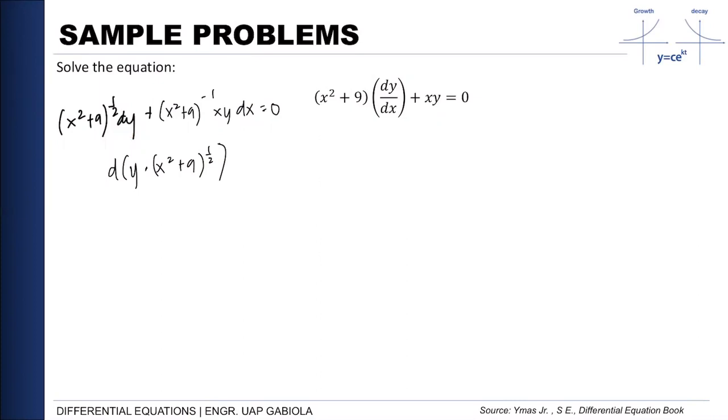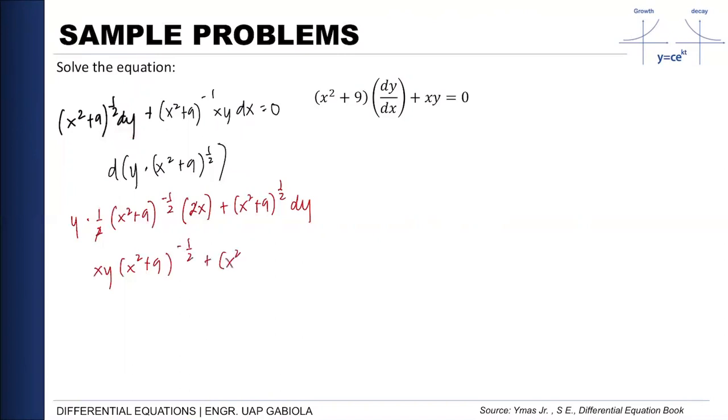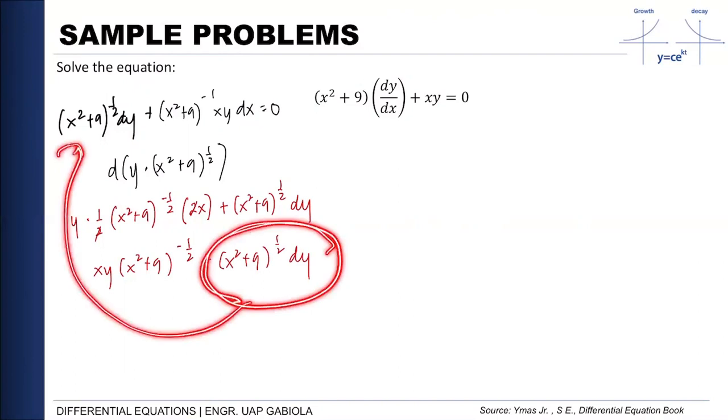Okay? So derivative niyan is y times 1 half x squared plus 9. So magiging negative 1 half times derivative ng x squared plus 9 ay 2x. Okay? So yun yung una. And then x squared plus 9 raised to 1 half dy. So simplify natin. This is xy x squared plus 9 raised to negative 1 half plus x squared plus 9 raised to 1 half dy. Papansin nyo, the second term is the same as the first term.